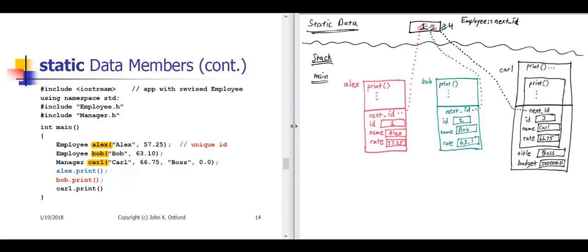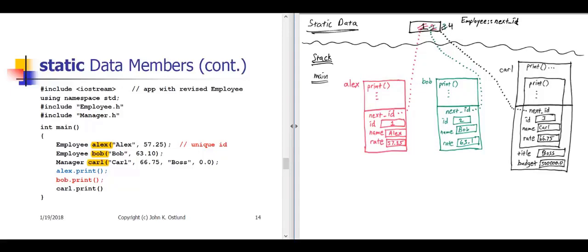NextID simply is the static data member nextID, and ID for Carl is initialized with 3, and then employee::nextID is incremented to 4. Name is initialized to Carl, rate is initialized to 66.75, and once the base class constructor has finished its work, we continue with the remainder of the derived class constructor for the manager. We initialize title with boss and budget with 500,000.